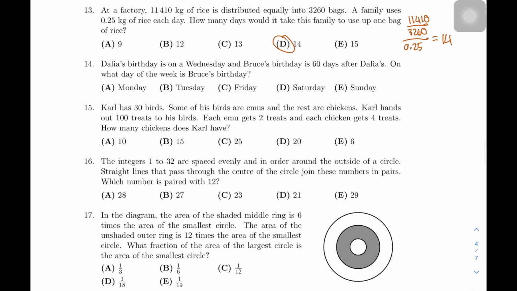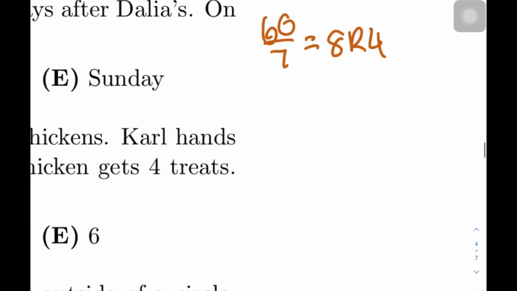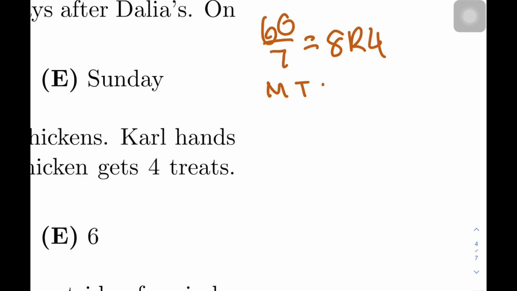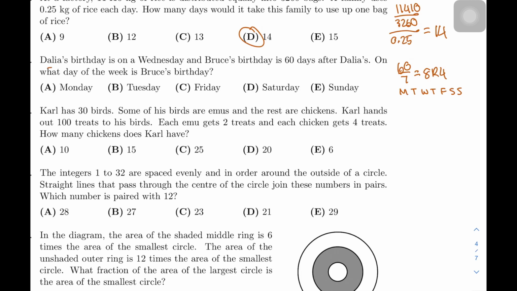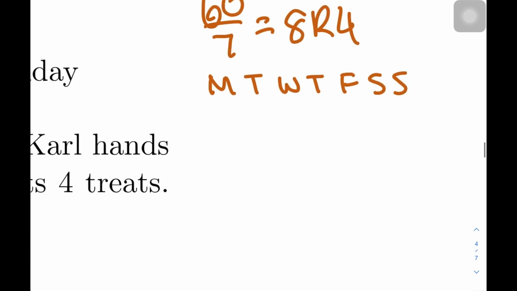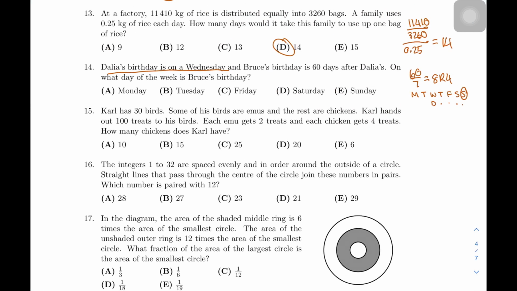Number 14. Dahlia's birthday is on a Wednesday and Bruce's birthday is 60 days after Dahlia's. On what day of the week is Bruce's birthday? So we know that in a week there are 7 days. So 60 divided by 7 equals 8 remainder 4. And the days of the week are Monday, Tuesday, Wednesday, Thursday, Friday, Saturday, Sunday. And you know that Dahlia's birthday is on a Wednesday. So if Dahlia's birthday is here, then we count 4 days after that. So 1, 2, 3, 4, Sunday. Therefore, Bruce's birthday is on a Sunday.